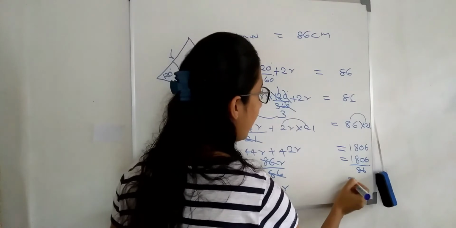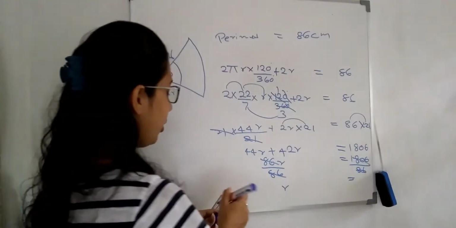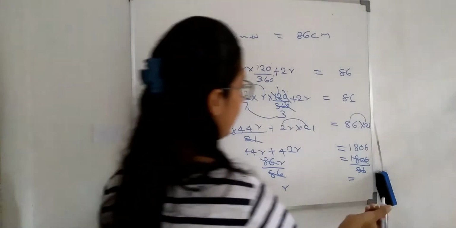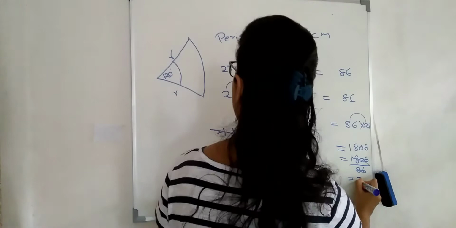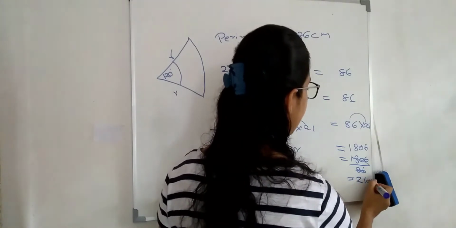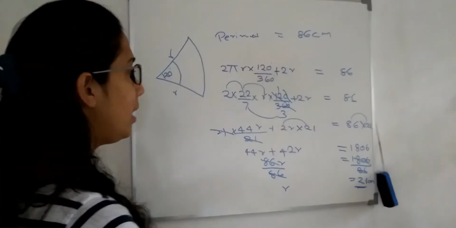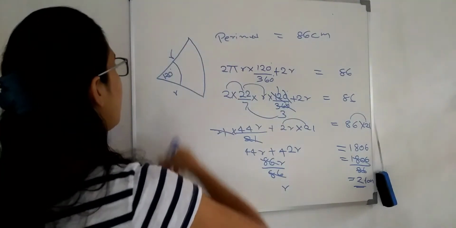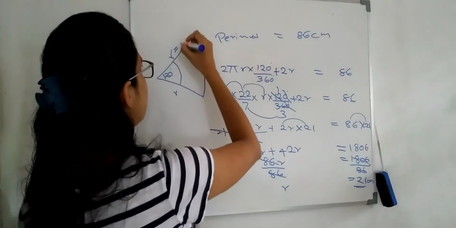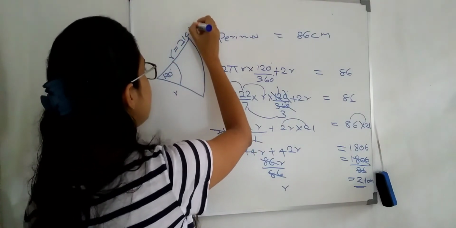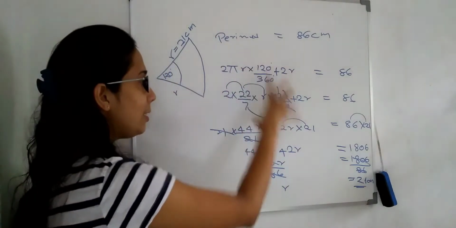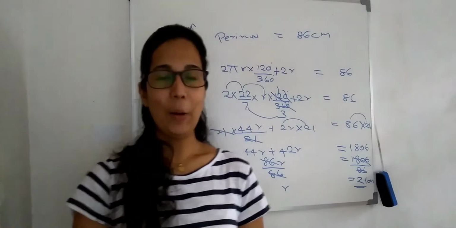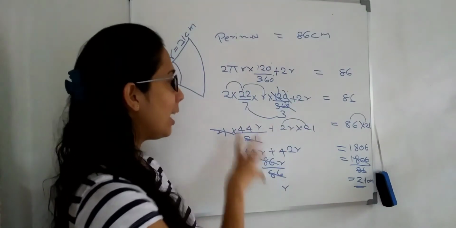So the value of r is what? The value of r is 21 centimeters. So this denotes the value of the radius. The radius of this sector is 21 centimeters. So this is the way of finding the value of the radius, right? Okay, this can be also very clear to you.